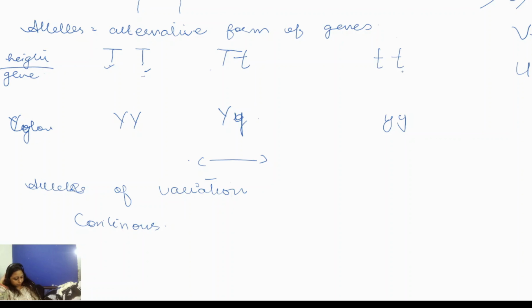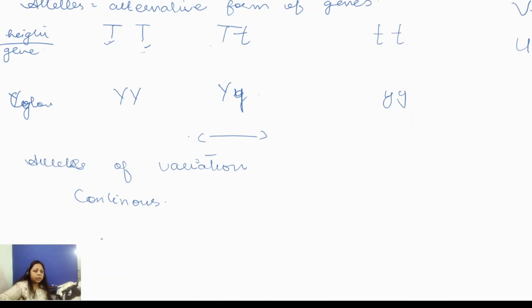But when we talk about the discontinuous one, let's say we have only four blood groups: A, B, AB, and O.